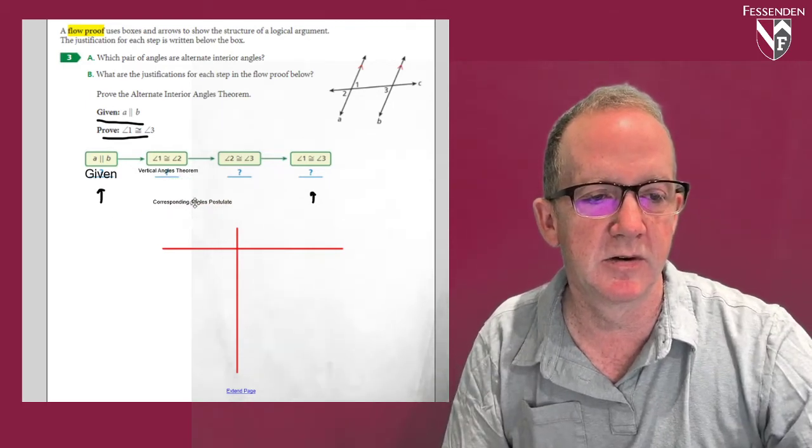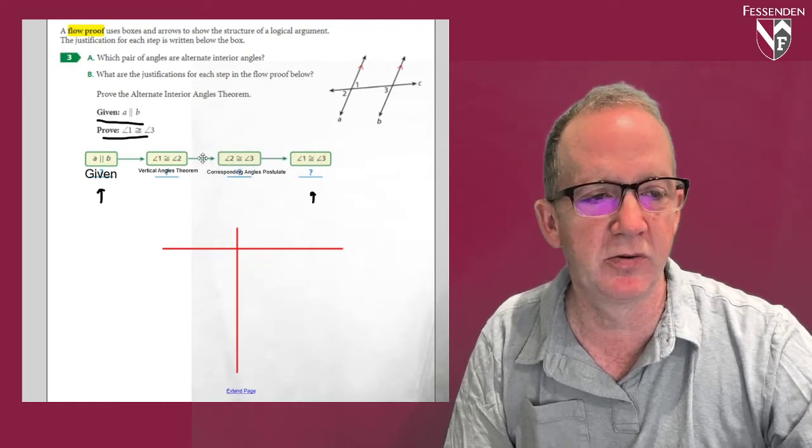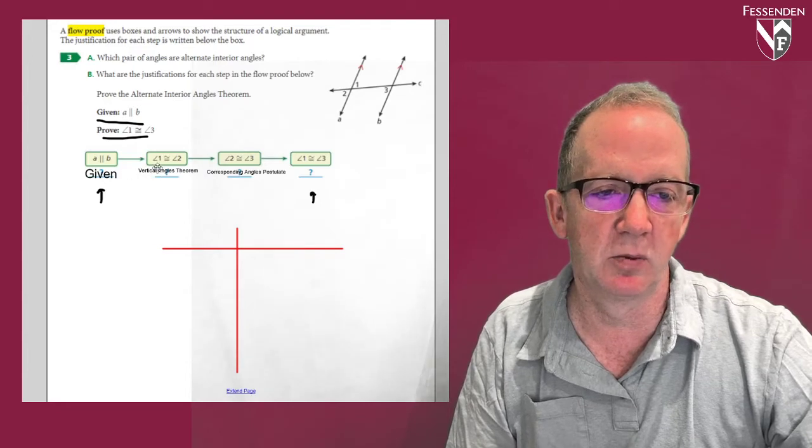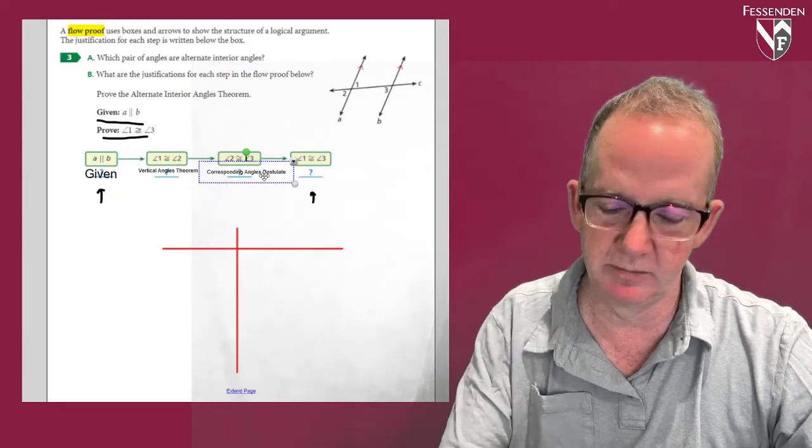All right, so that's going to be there. And why is 1 congruent to 3? Well, if you look through the other steps, you'd see if 1 is congruent to 2 and 2 is congruent to 3, then 1 is congruent to 3. Well, that means that's transitive.